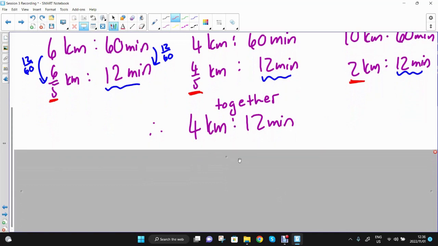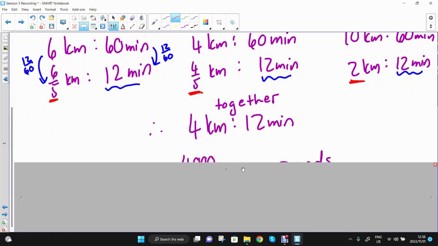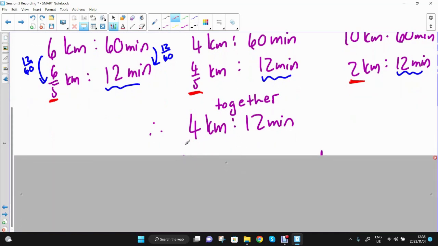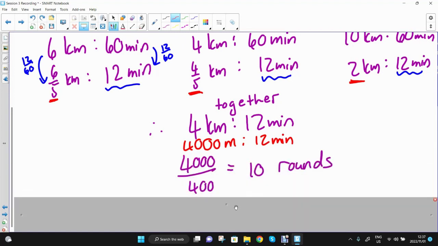Awesome. So that means that they are running 4,000 meters altogether in 12 minutes. So they want to know how many rounds they would run together if a round is 400 meters. So you take the total amount of meters that they all ran together and you divide it by 1 round. And that gives you 10 rounds altogether.